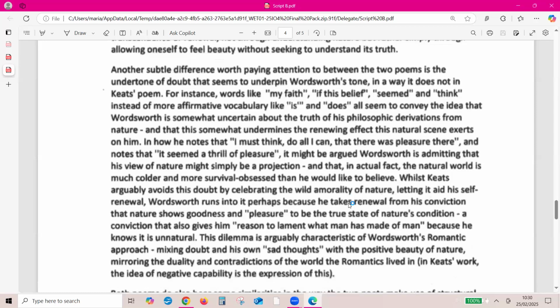He, however, notes, I must think, do all I can, and have a pleasure there, and notes it seems a thrill of pleasure. It might be argued Wordsworth is admitting his view of nature is simply a projection, that in actual fact the world is colder and survival obsessed than he'd like to believe.